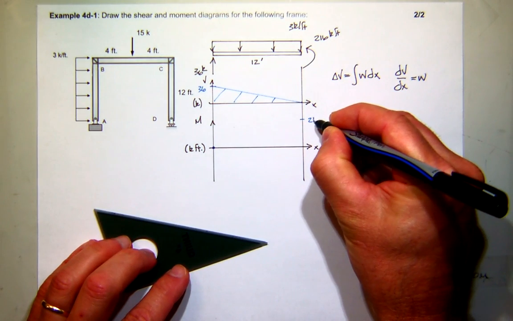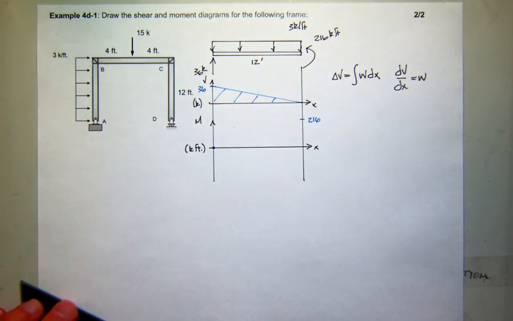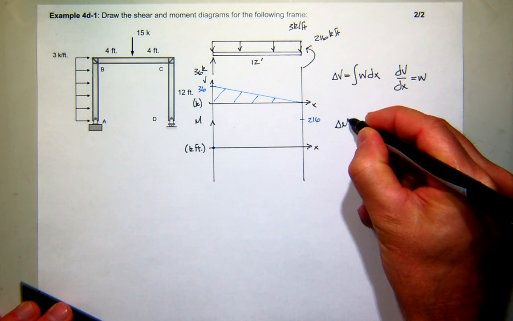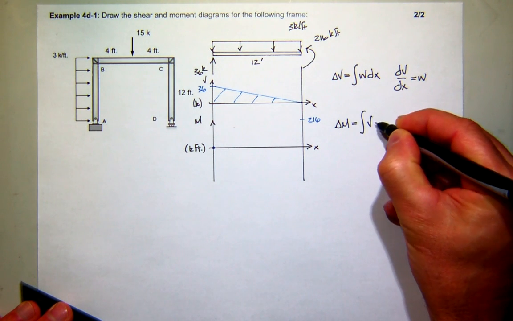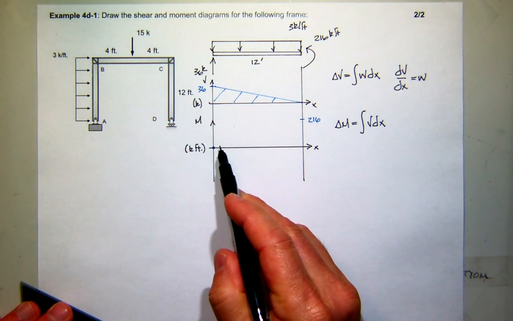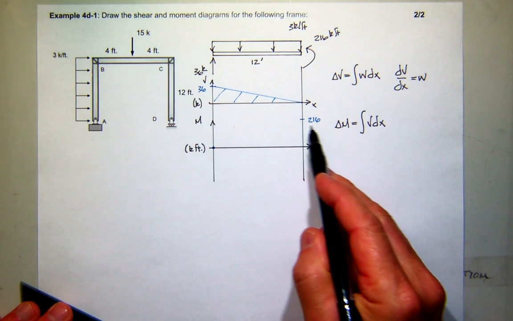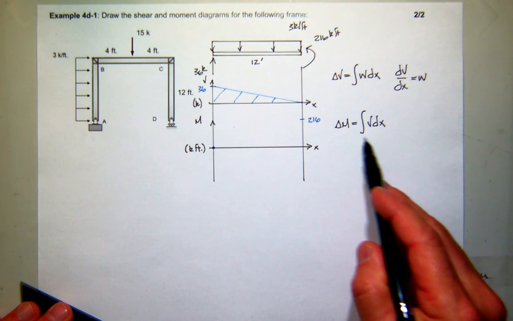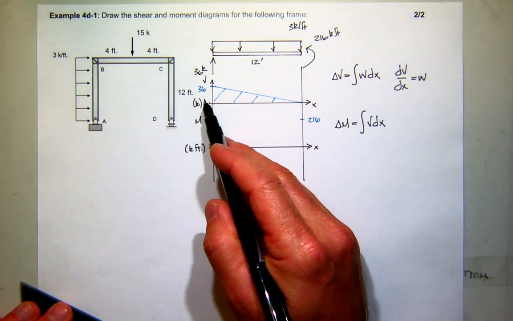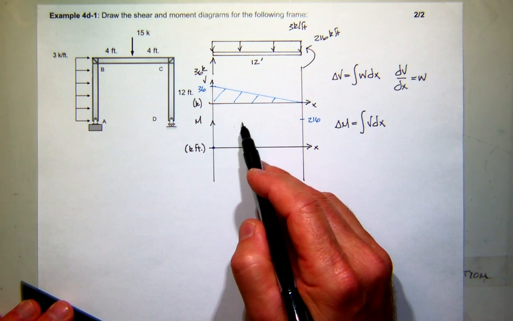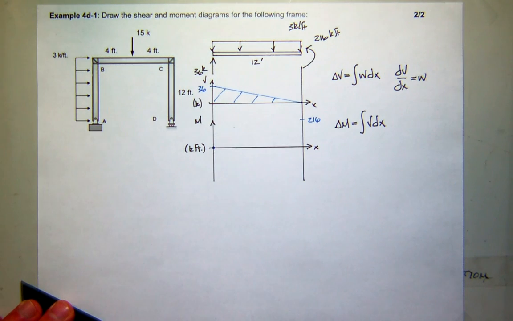So hopefully I'll hit that. We know for moment that the change in moment is the area under the shear diagram. So the change in moment from A to B looks like it's positive 216. Is that also what's under the shear diagram? Well, the shear diagram looks like a triangle, so it's 1/2 base, which is 12 feet, times height, which is 36. Hopefully that's 216. Is it? That'd be 18 times 12. What's 18 times 12? Positive 216? So that's cool.